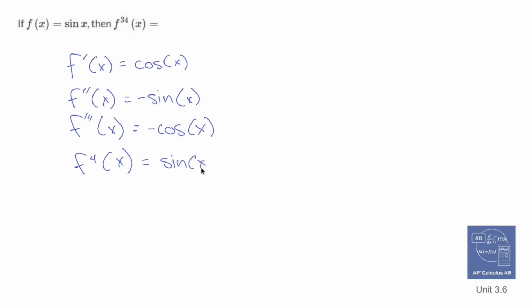So this is just going to repeat itself, which means the fifth derivative is going to be the same as the first, and the sixth derivative the same as the second, and so on and so forth.